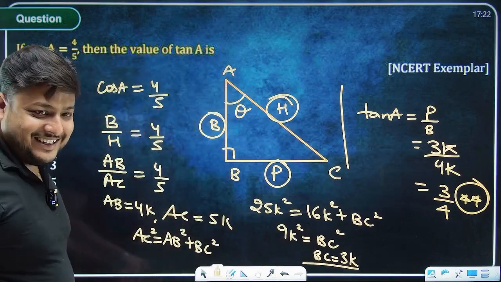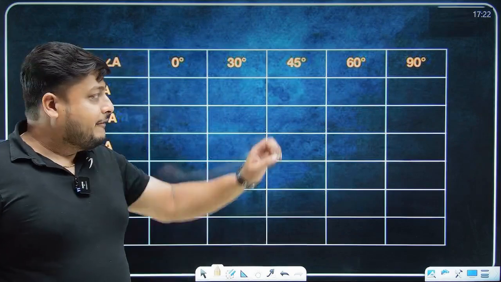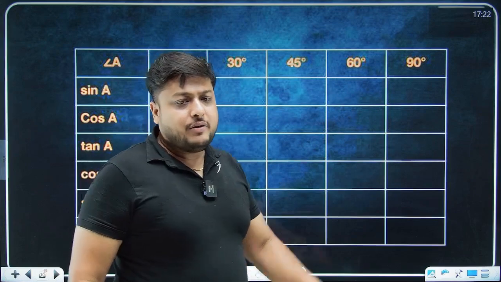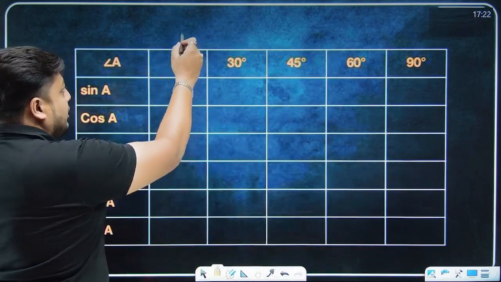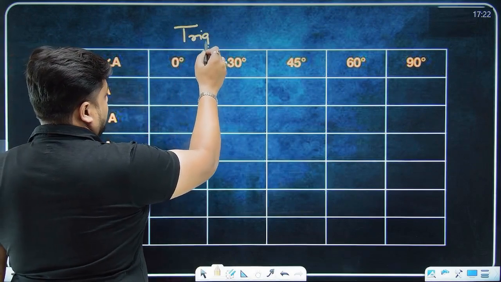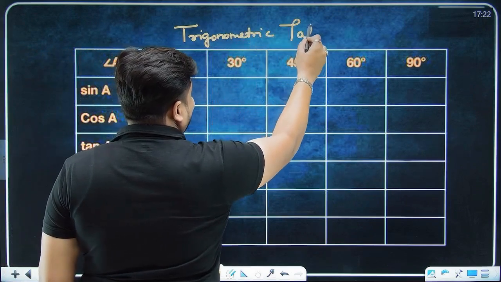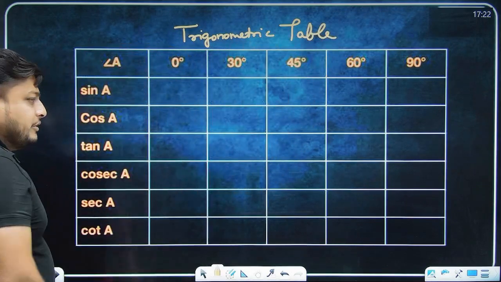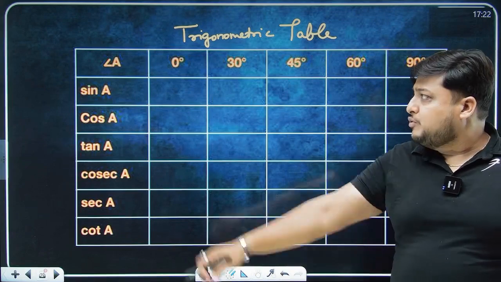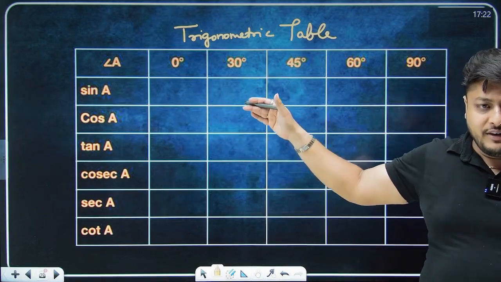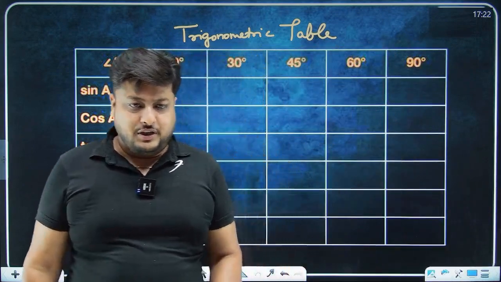To the next slide. Okay, so this is the trigonometric table. You have to learn this table also, and you can see this table in your respective books also. You have to learn all the values of the ratios. So all these ratios, sine A, cos A, tan A, cosec A, sec A, cot A, have some value at 0 degree, at 30 degree, 45 degree.